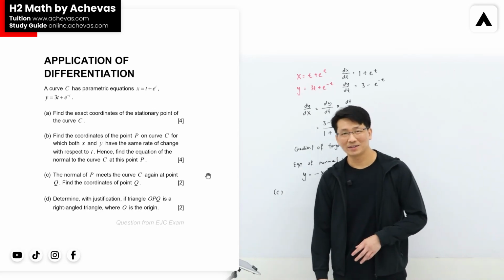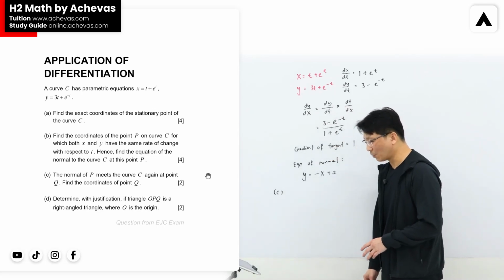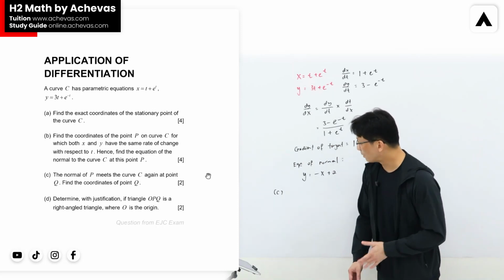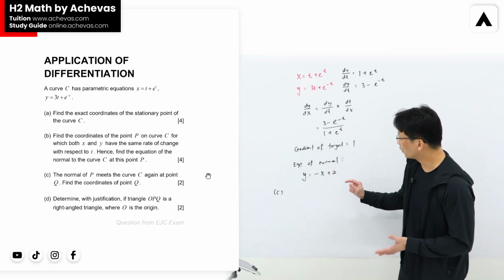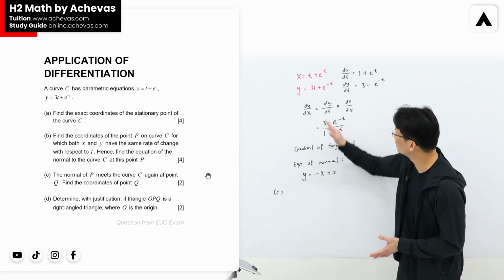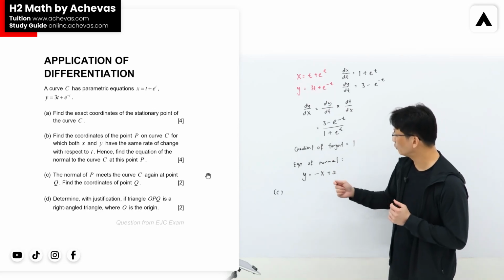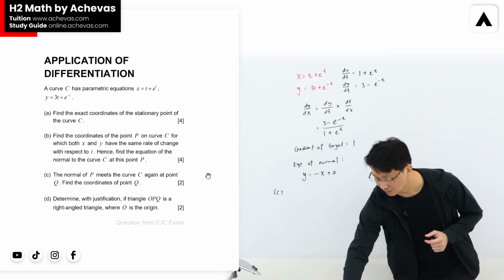Let's continue with part C of this question. The normal at P meets the curve C again at the point Q. Find the coordinates of my point Q. From our previous part, we have already obtained the equation of this normal. And now we are going to use the equation of this normal to intersect our curve. So at the point of intersection, I'm going to replace my x with this and my y with this.